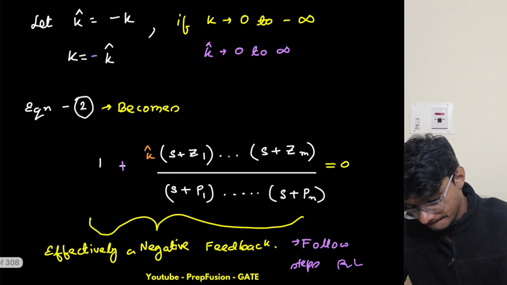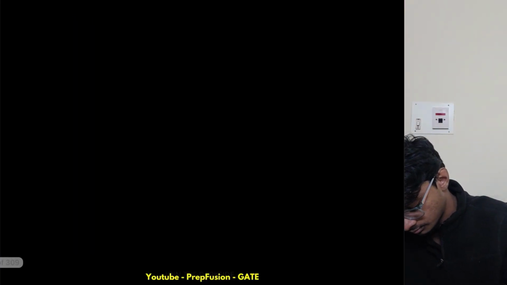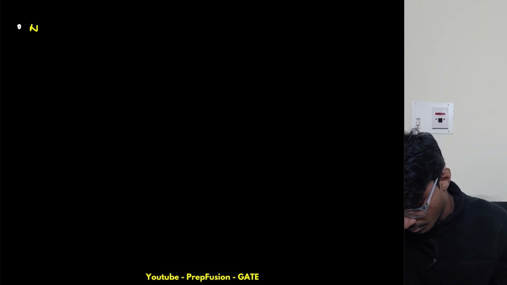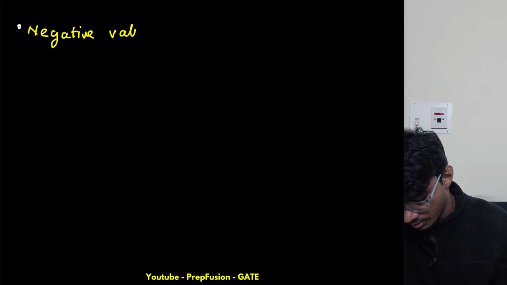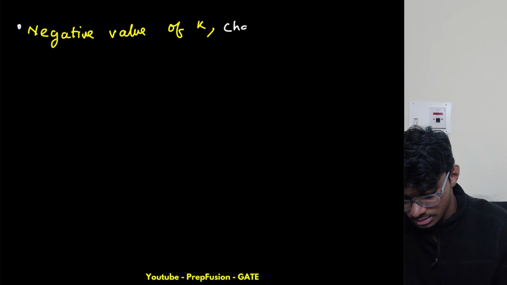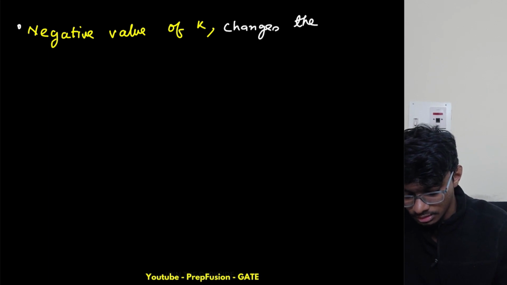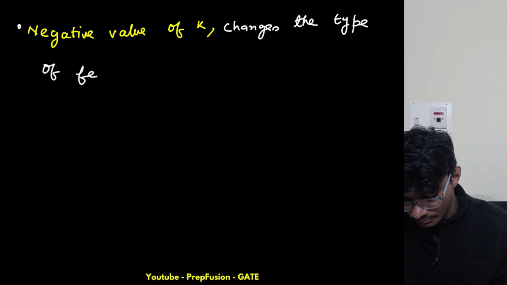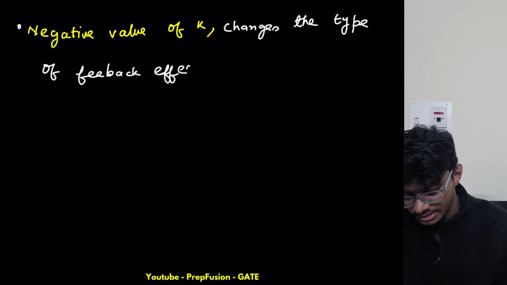So what I can write is: negative value of k basically changes the type of feedback effectively. Okay, but originally it is that type of feedback only.